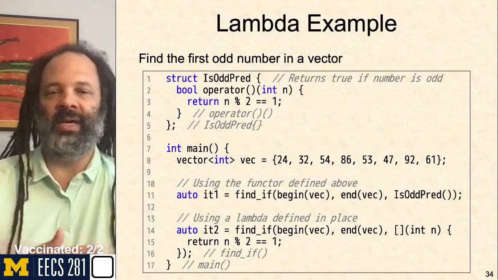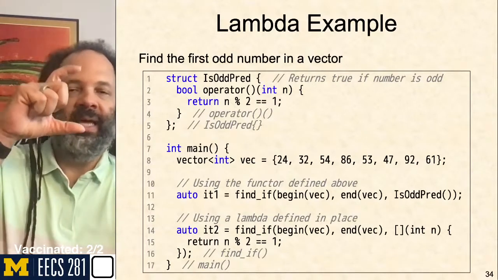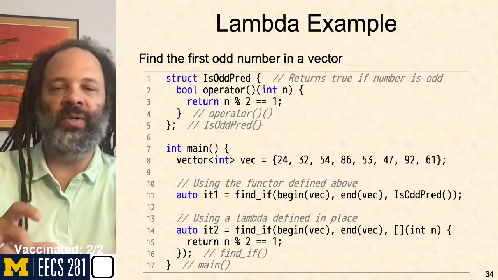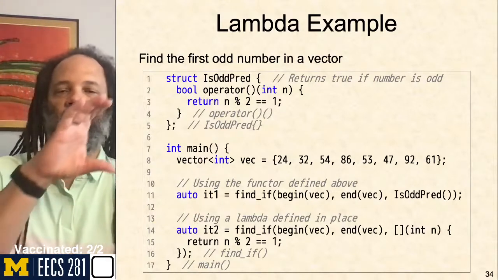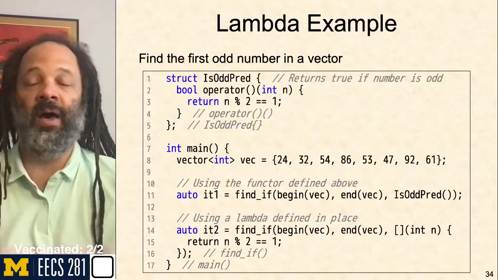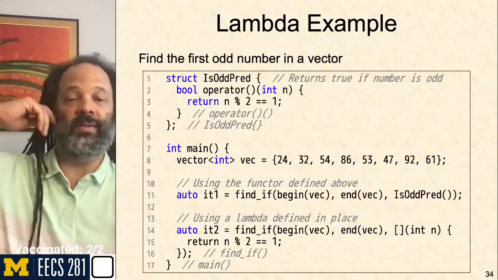functors and lambdas equivalently. So this one says, if this integer mod 2 is equal to 1, then this is an odd, and we're going to return true. So this is how I might write this in a full-on function object that I declare somewhere else.